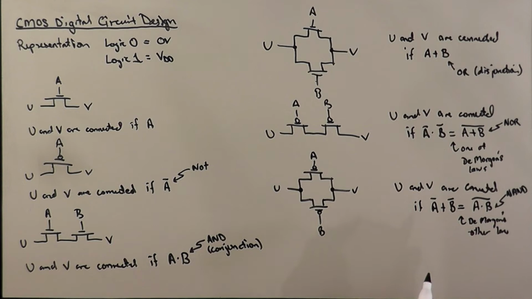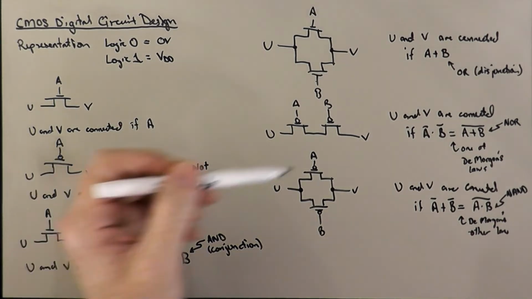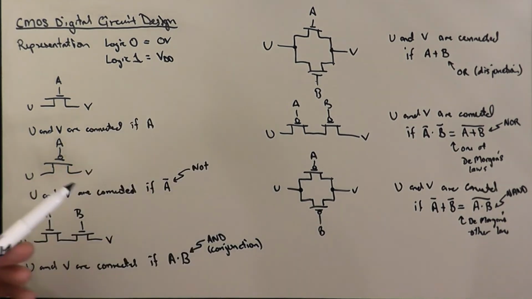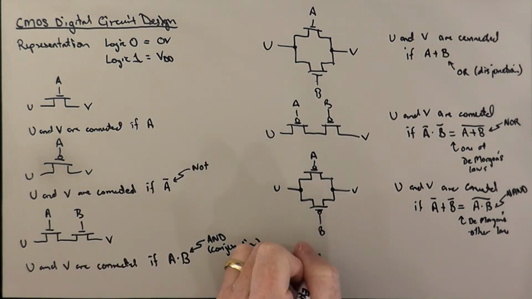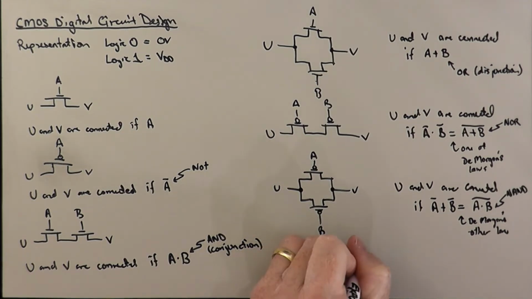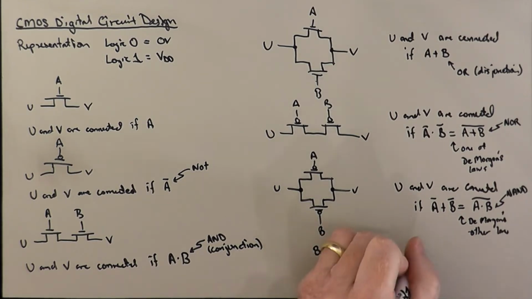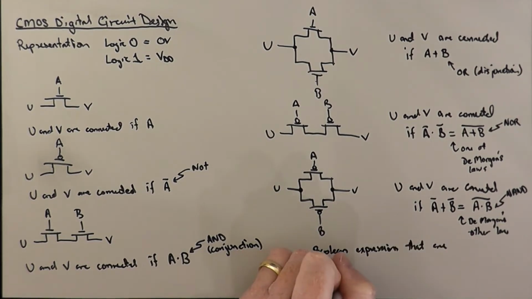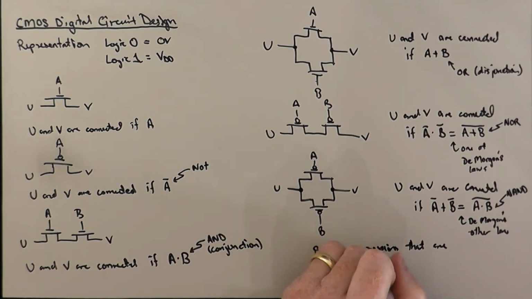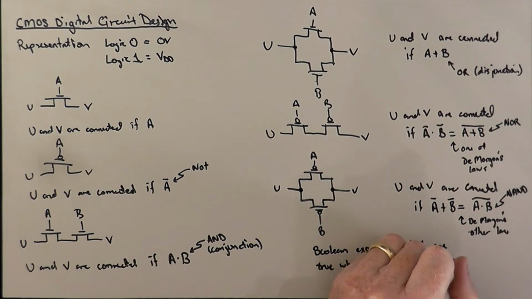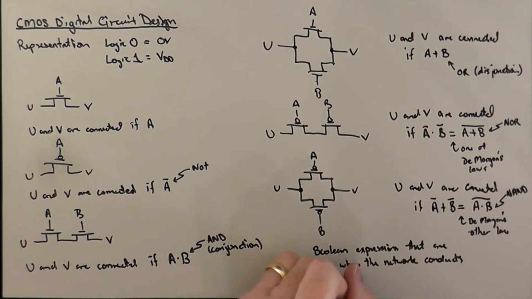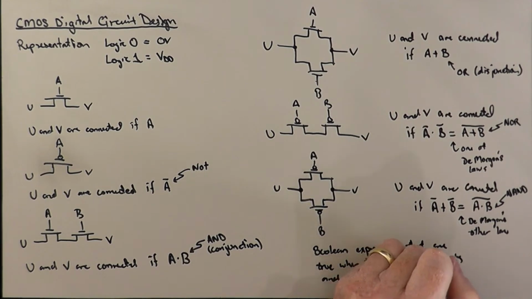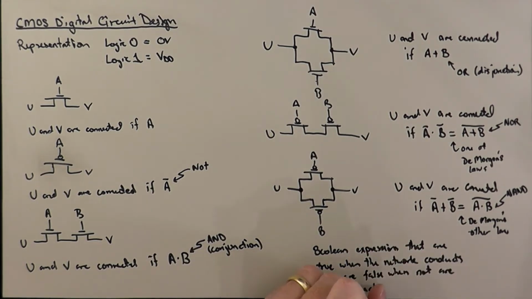So here, these things, not A and not B, A or B, A nor B, or A Nand B, are called the conduction conditions for each of these networks. Okay, so these Boolean expressions that are true when the network conducts and are false when not, are called conduction conditions.